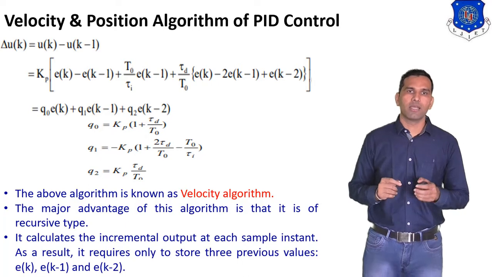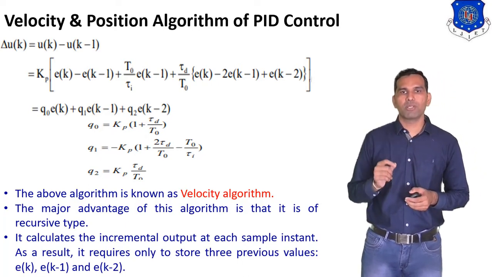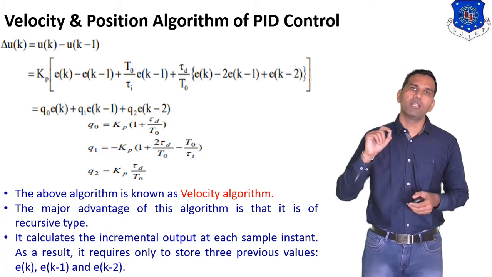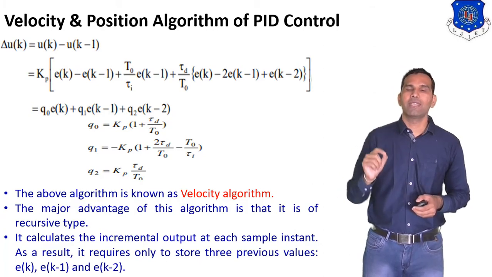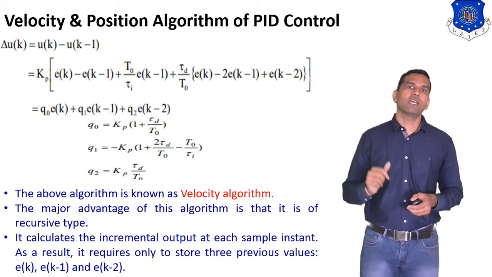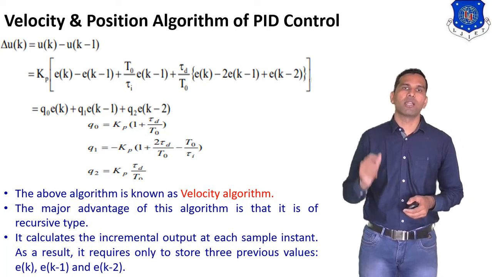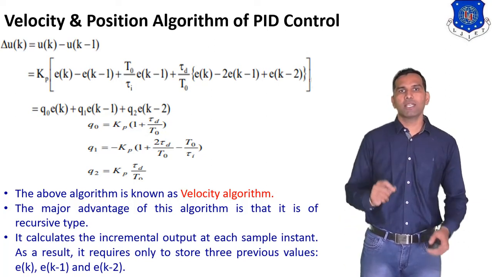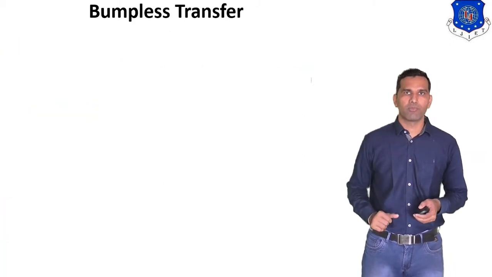As a result, it requires only to store 3 previous values. That means it only requires 3 previous values, which are ek, ek minus 1 and ek minus 2. So this is the advantage of the velocity algorithm. So we discussed here the position and velocity algorithm.